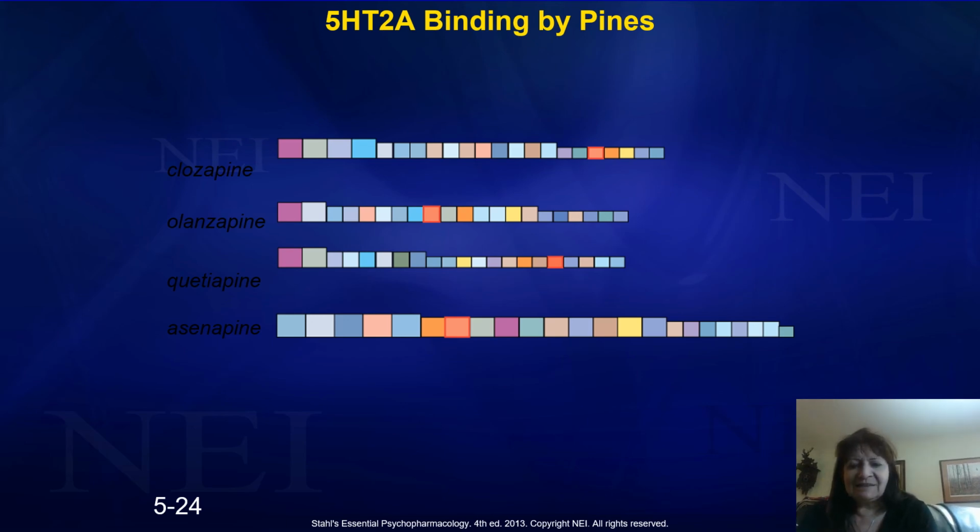Okay, here are the boxes that I was talking about. And here we're looking at the group of antipsychotics referred to as the -pines, which tend to be more sedating. We have clozapine, olanzapine, quetiapine, and asenapine.